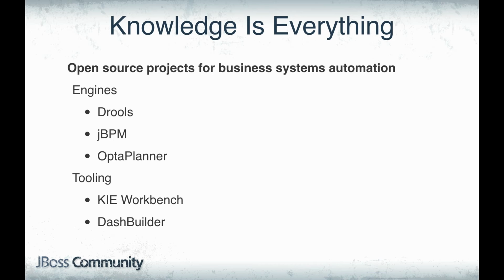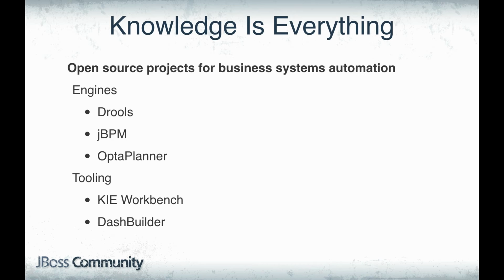The projects that we promote and represent here are under an umbrella project called Knowledge is Everything. This is a set of open source projects for business system automation, where the most important parts are the execution. So we have 3 engines. Drools is the expert system, a rule engine that does the rule evaluation plus complex event processing. jBPM is the process engine and case management as well. And then OptaPlanner is the resource planning engine.